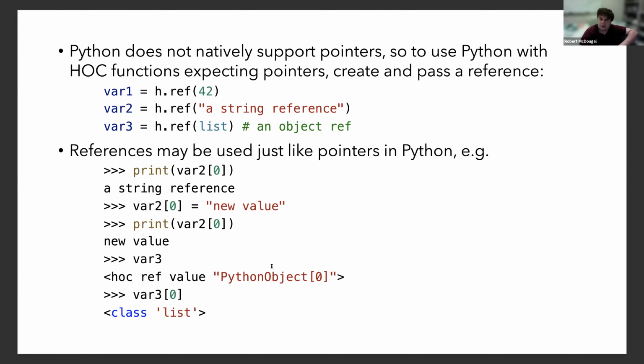If you want a pointer to a string, we'll just create an h.ref to a string. If you want a pointer to a list, create an h.ref to a list. We have to do this because Python doesn't support pointers directly, for good reasons that you can look up online if you're curious. Once you have these references, they can be used just like any other pointers that you create using underbar ref underbar, so their value is square bracket 0 and you can assign to the square bracket 0.